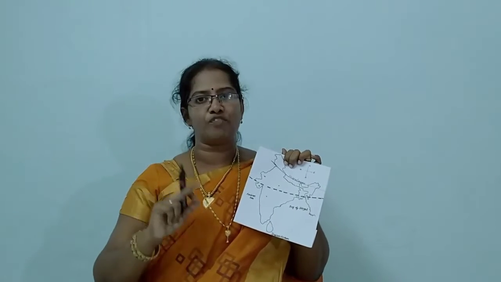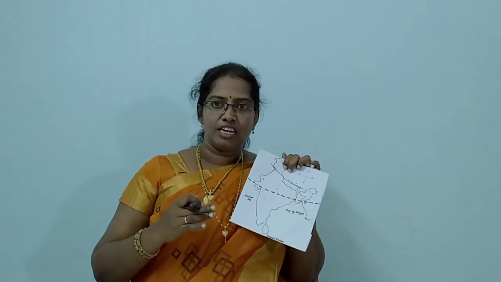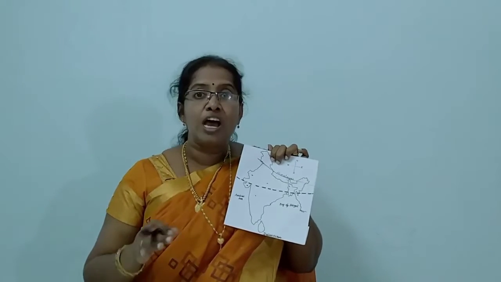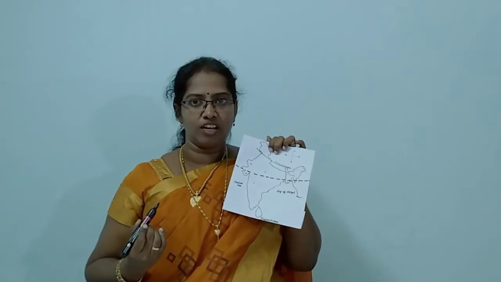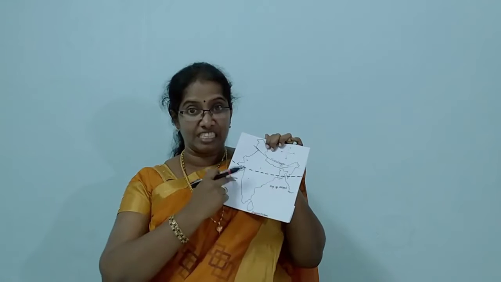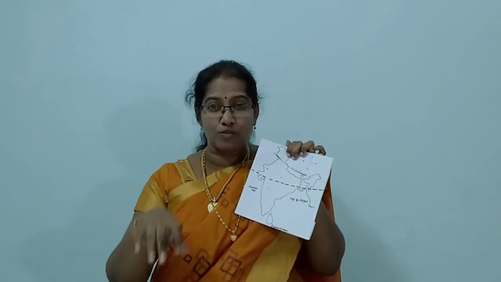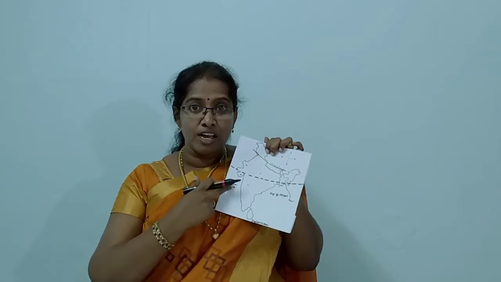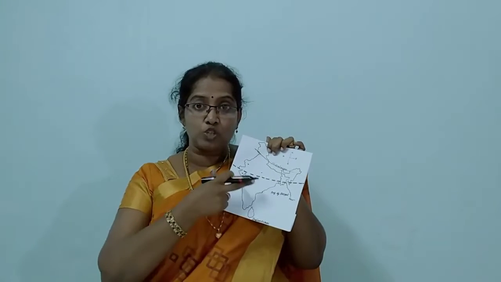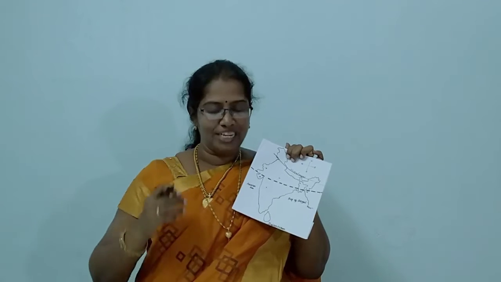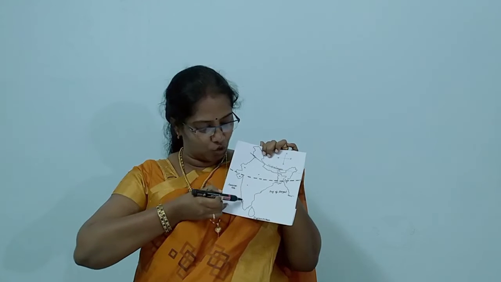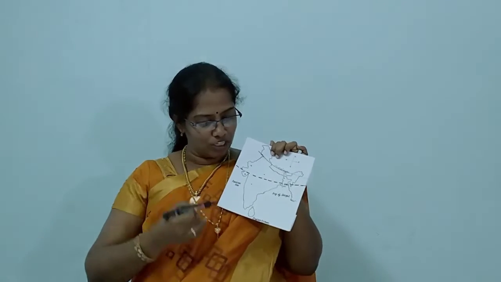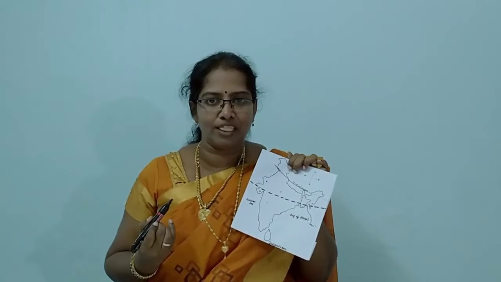The wind is blowing from the southwest to northeast direction in the Arabian Sea and Bay of Bengal. This is the southwest monsoon as well as the northeast monsoon. That wind is blowing over the Arabian Sea and the Bay of Bengal. So this wind brings pre-monsoon showers along the west coast of India, this is the west coast, during the month of May.